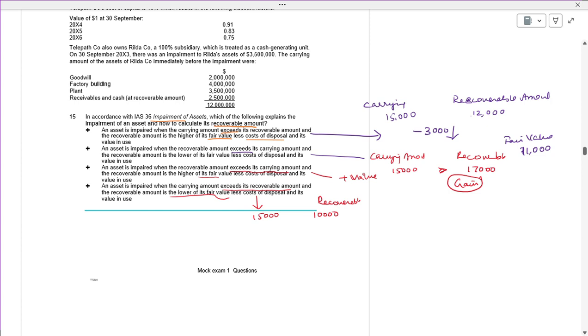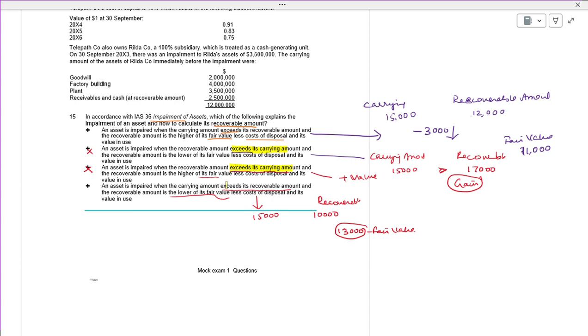That means recoverable amount is lower, fair value is more. Now what happens if that is the case? Which one do we have to take? Point number 2 is not. Point number 3 is not. It is exceeding, the reason being that it exceeds the carrying amount.